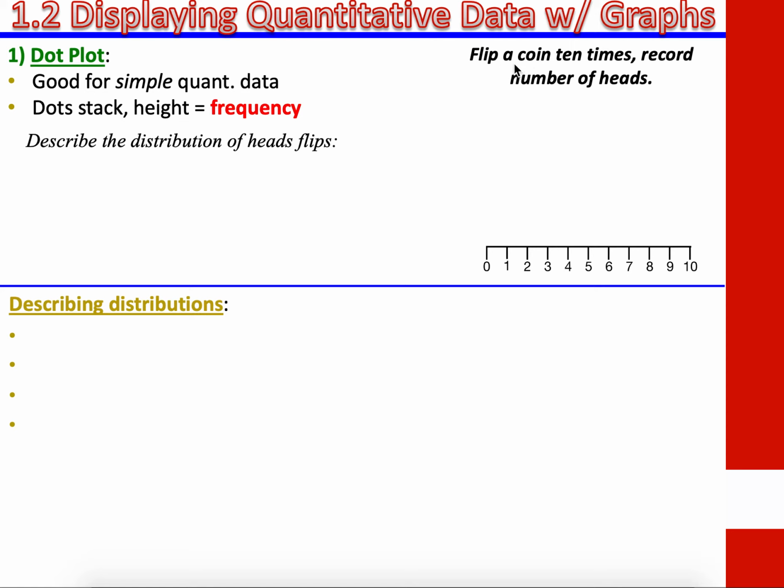So in this situation here, this is one that would very much be best graphed with a dot plot. Flip a coin 10 times, record the number of heads. So I have a coin here. I could flip it 10 times, and I could record the number of heads if I want to, and that would be one singular dot.